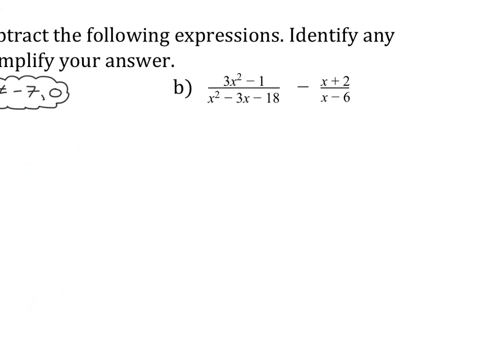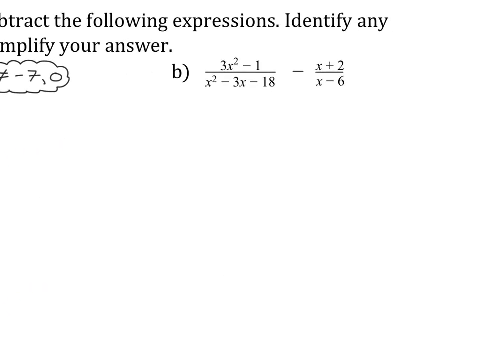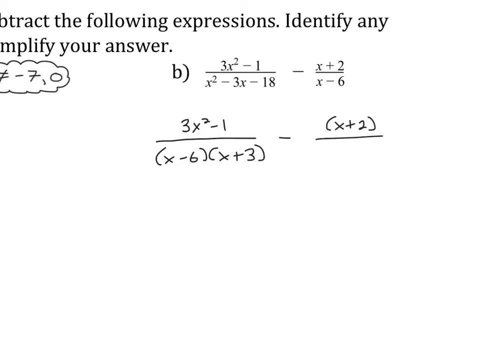All right, let's have a look at part B together. So here we do need to factor first before we start looking for excluded values. So here we cannot factor the numerator. It's 3x squared minus 1 over, and then we can factor the denominator using magic x. It'd be x minus 6 times x plus 3. Then we have minus x plus 2 over x minus 6.